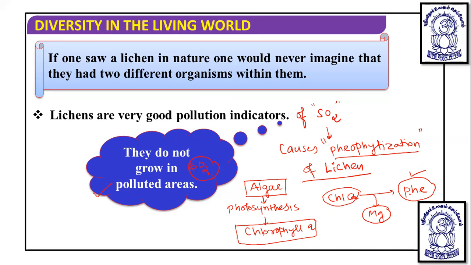So this is known as pheophytization of lichen. If chlorophyll A gets destroyed in all the algal components, the algae is not able to synthesize food. And if the algae are not able to synthesize food, the fungal partner is also going to die.